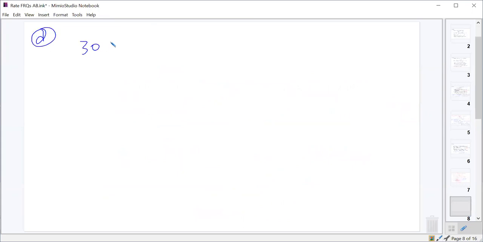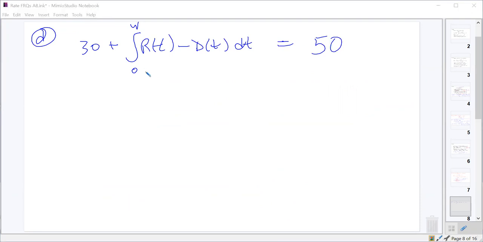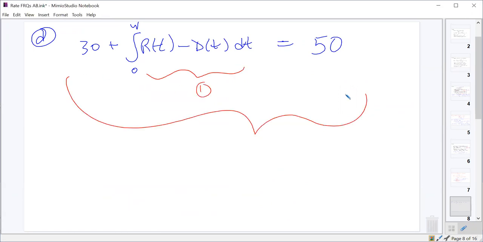The amount of water in the tank is 30 plus the integral from 0 to, well, we want to know when it overflows, so we'll call it w, of r of, whatever you want in here, t or x or whatever, r of t minus d of t. This is how much water is in it at time w when it overflows. We want the amount of water in it to be 50. So we just write that integral and we're good. 1 point for the integral, 1 point for the whole equation.